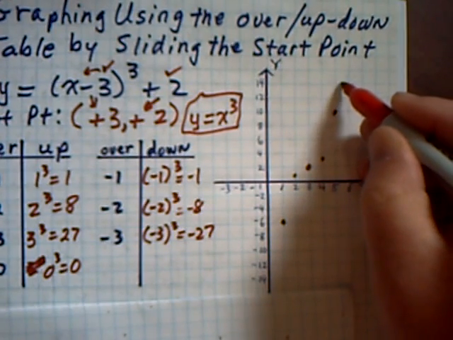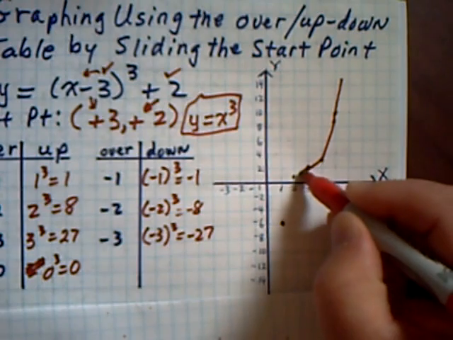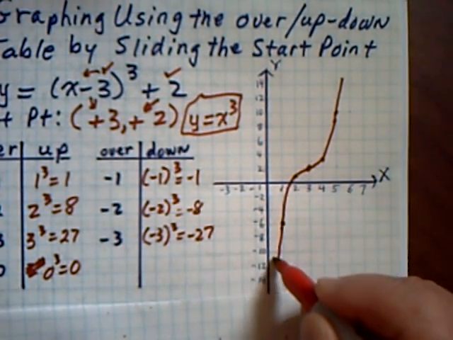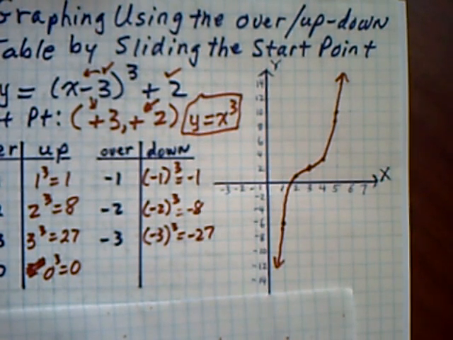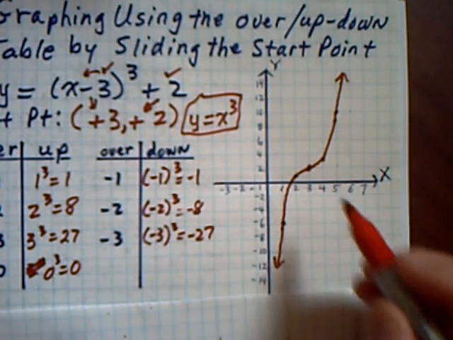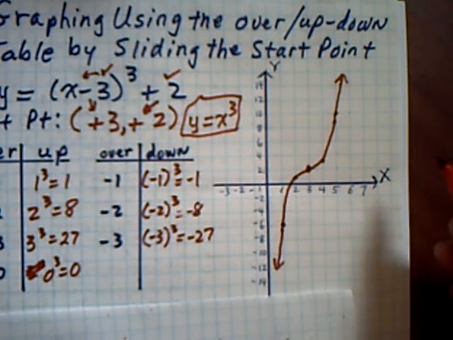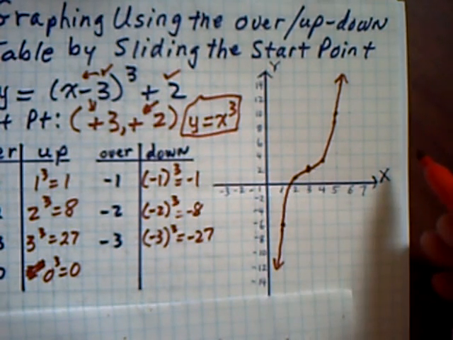So here is what the equation looks like. It goes right through there and right through there and heads off to negative 27 and heads up to positive 27 there. So it's just like the y equals x cubed graph that we saw in the first video, except it starts at a new starting point.